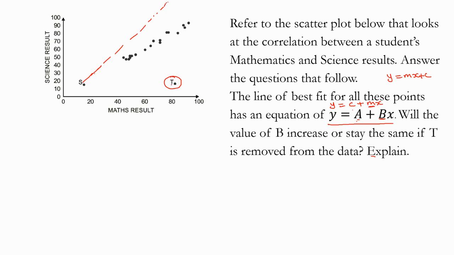You see that? Because now if it is there, it is pulling the data set towards itself. You see that? But now if it is removed, the gradient is going to increase. So meaning that B, since B represents the gradient, B is going to increase if t is removed. Okay? Right, that's how you're supposed to answer this question.